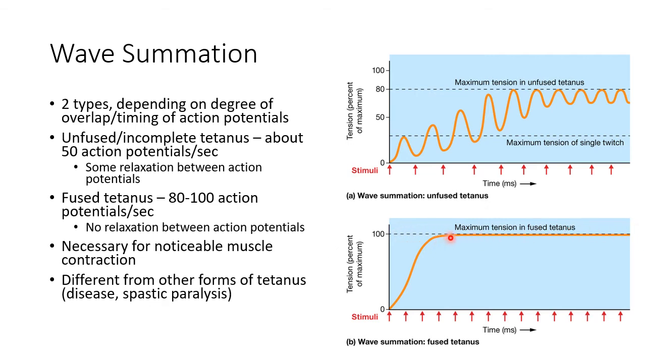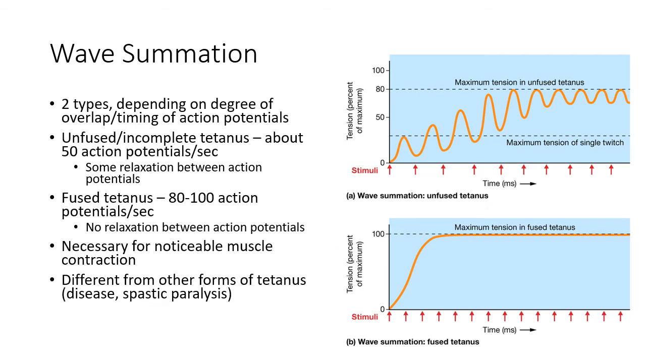So in order to get the maximum force out of your muscles, you have to have enough action potentials that you can get this fused tetanus. If you have incomplete tetanus or unfused tetanus, you can get a good amount of force, but not as much force. It will never be as much as what you can get from fused tetanus. In order to have your muscles contract in a way that you can actually notice, you have to have one of these things occur, either unfused or fused tetanus. Otherwise, it will never happen.